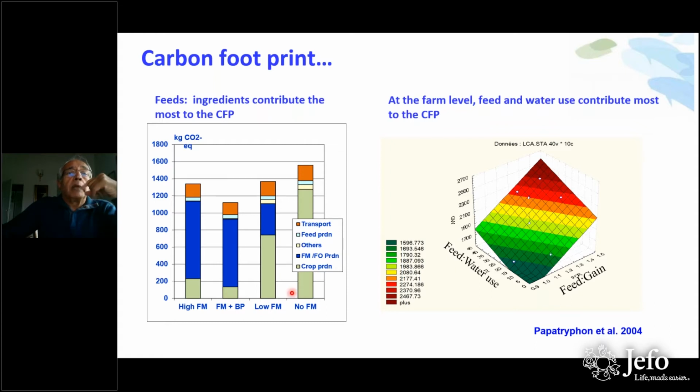So anyway, the crop production, for instance, has high carbon footprint. At the farm level, feed and water use, that means anywhere you are trying to use the feed gain ratio, improving the FCR, this is going to improve your carbon footprint.